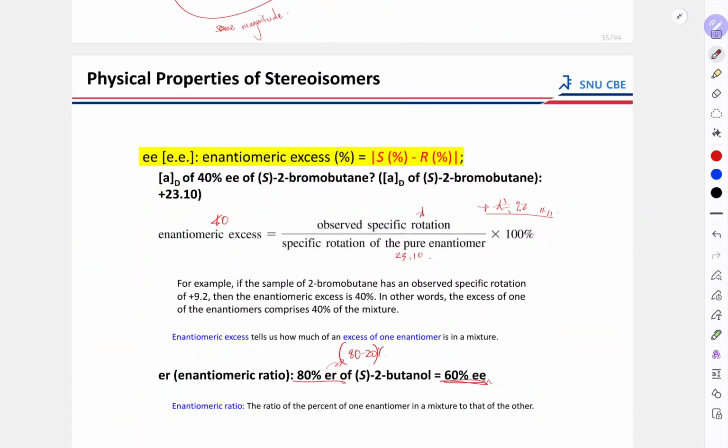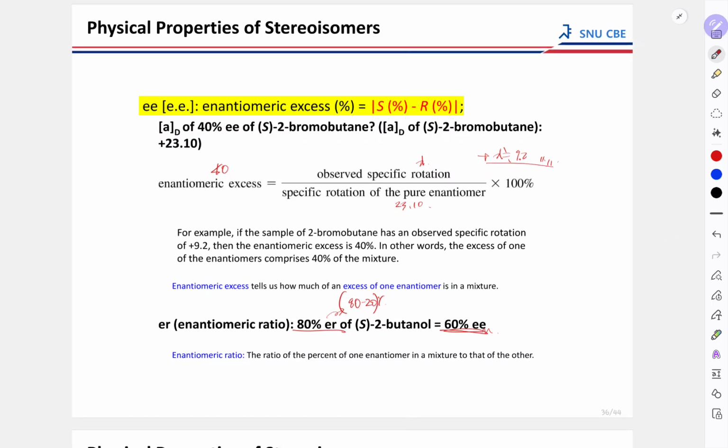It's simply the excess amount. This is delta, the difference, which can be defined as the magnitude of one minus the other, S minus R or R minus S. And you can get a quantitative sense from the exemplary statement below.